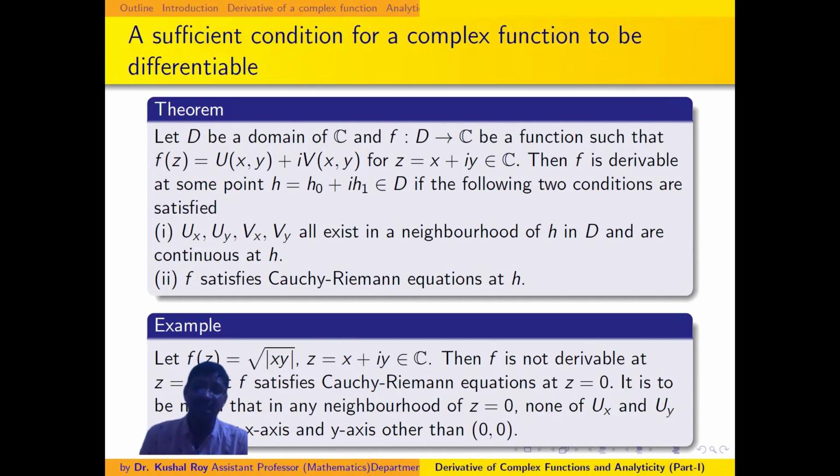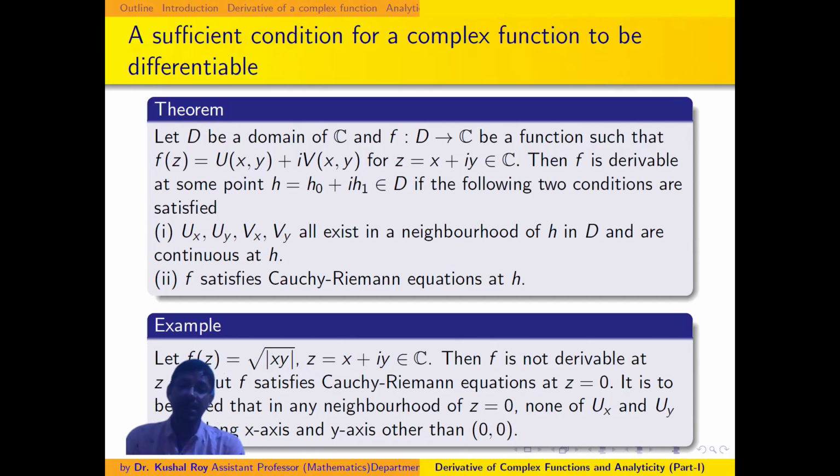Then f is derivable at some point h, which is h0 plus i h1 belonging to the domain D, if the following two conditions are satisfied: u_x, u_y, v_x, v_y all exist in a neighborhood of h in D, that means in some open subset of D containing h, and are continuous at h. And also it satisfies Cauchy-Riemann equations at h. If both of these conditions are satisfied, in that case, f is derivable at h.